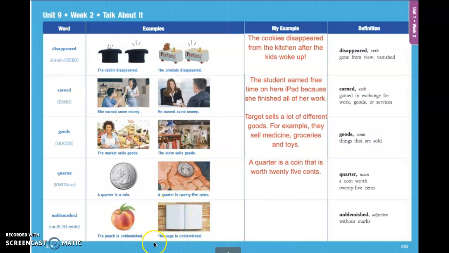And then this sentence says, the page is unblemished, which means that these pages are blank. So it's just paper with nothing written on it, no marks, nothing. If you guys remember our vocab word from a couple weeks ago when we were at school, blotches. So blotches means that there are spots on your skin or on a piece of paper or on a peach. And the opposite of blotches means that something is unblemished with no markings at all.